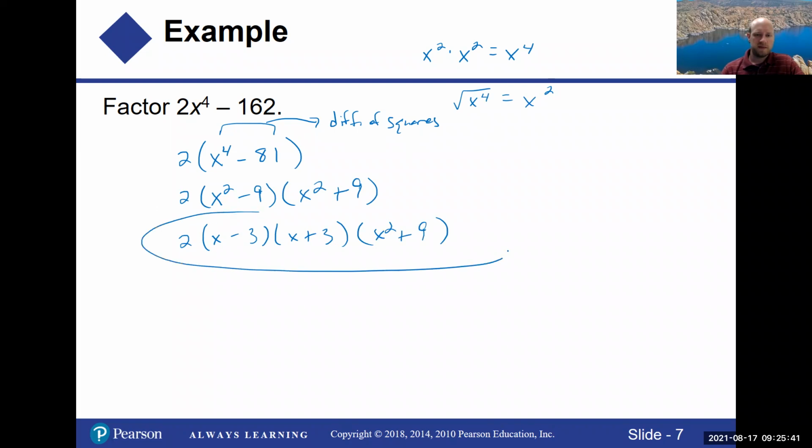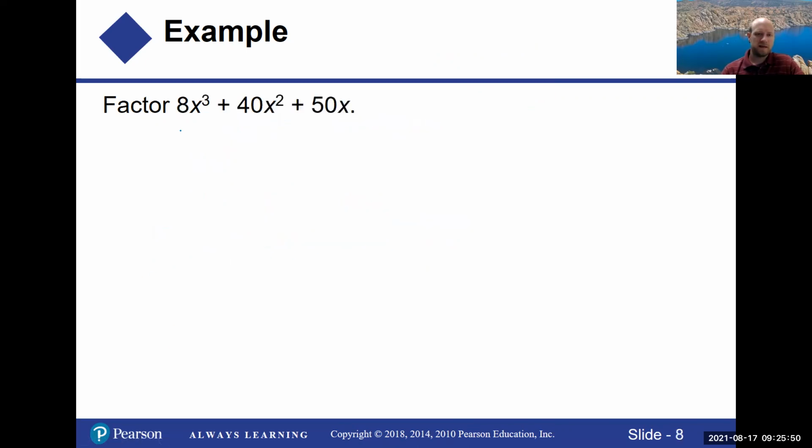And this is going to be your answer. And I'm not going to check that. I'm not going to multiply all this out, but you can definitely do that if you want. All right, another example, factor this one, 8x to the third plus 40x squared plus 50x.